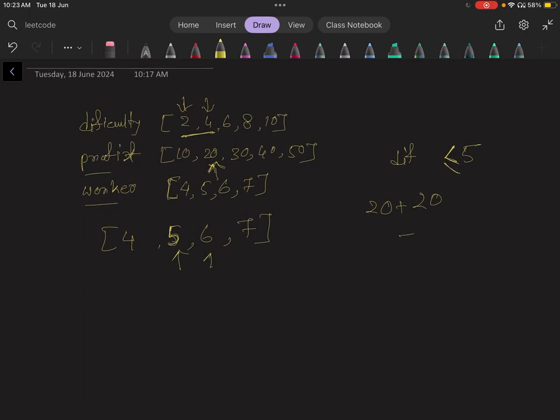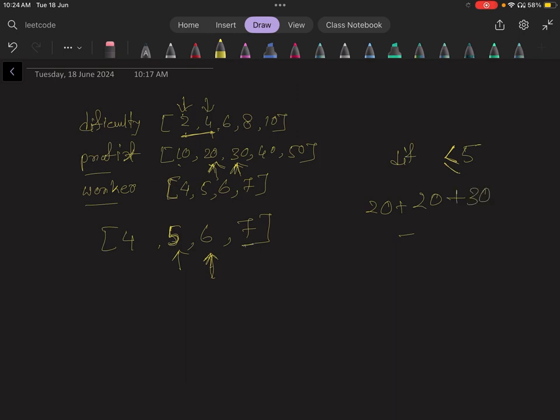Next we have 6. The third worker has a difficulty of 6, so he can do the jobs with difficulty 2, 4 and 6, and among those, which one gives us the most profit? It is 30, right? So 30 will give us the maximum profit. So I will add 30 to our profit.